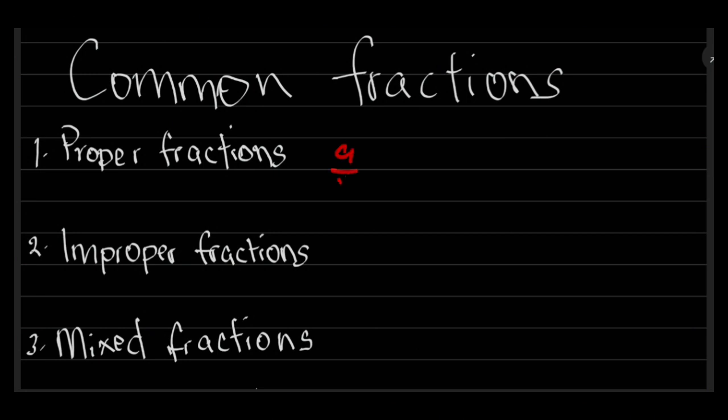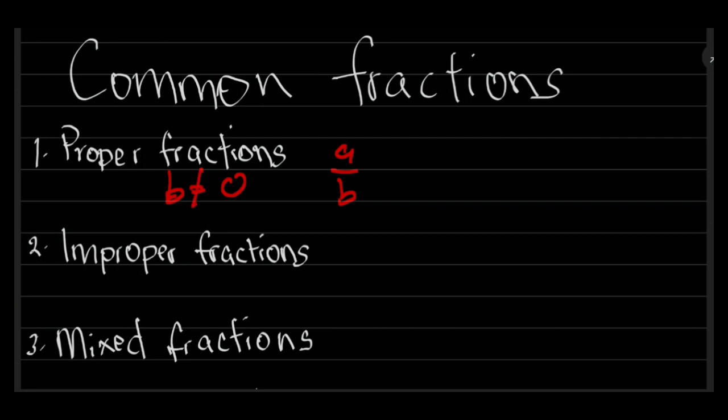They are in the form a over b, and we should keep in mind that a is the numerator, b is the denominator. The number on top is called the numerator, and the number below is called the denominator. Like we said, b cannot be equal to 0. That is not possible. b cannot be equal to 0.